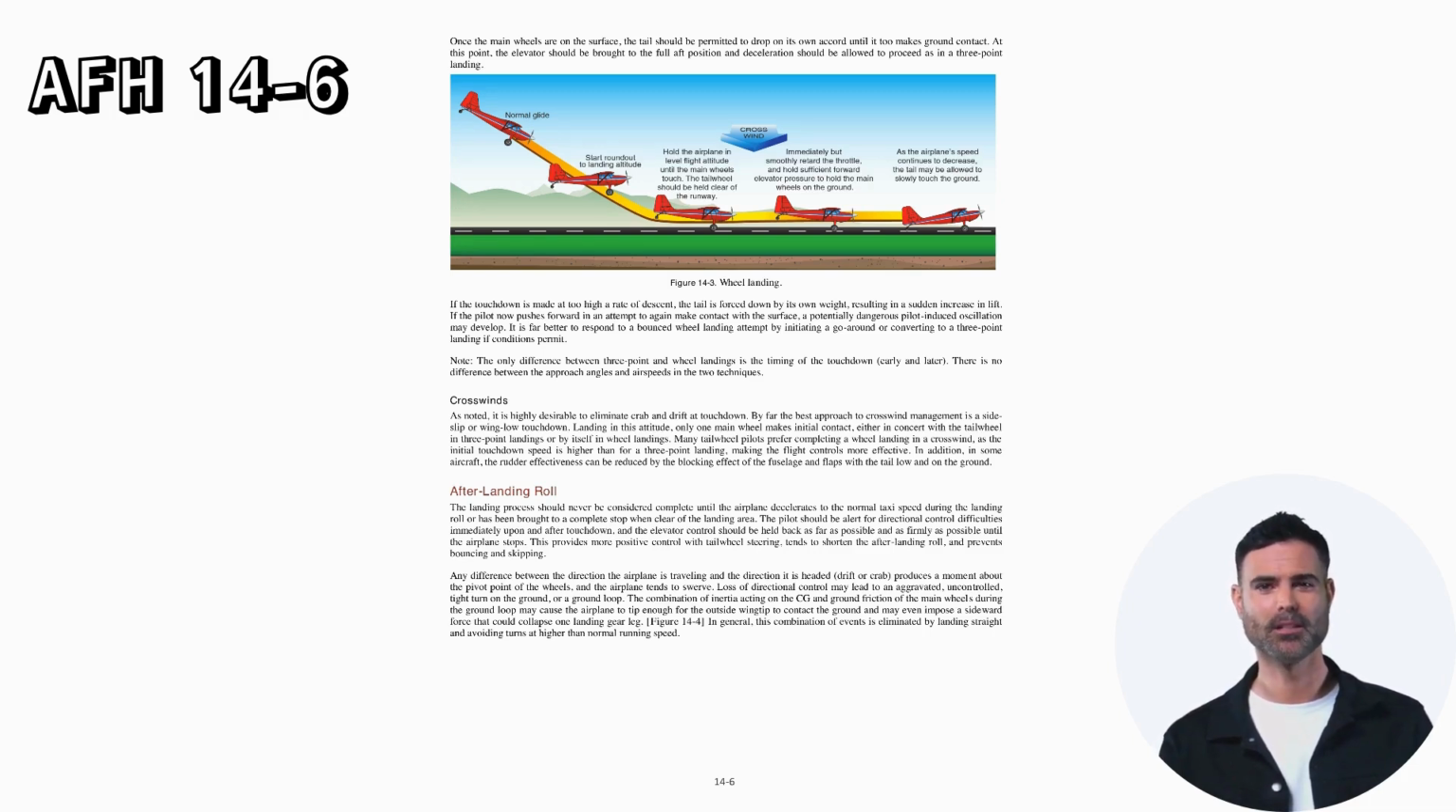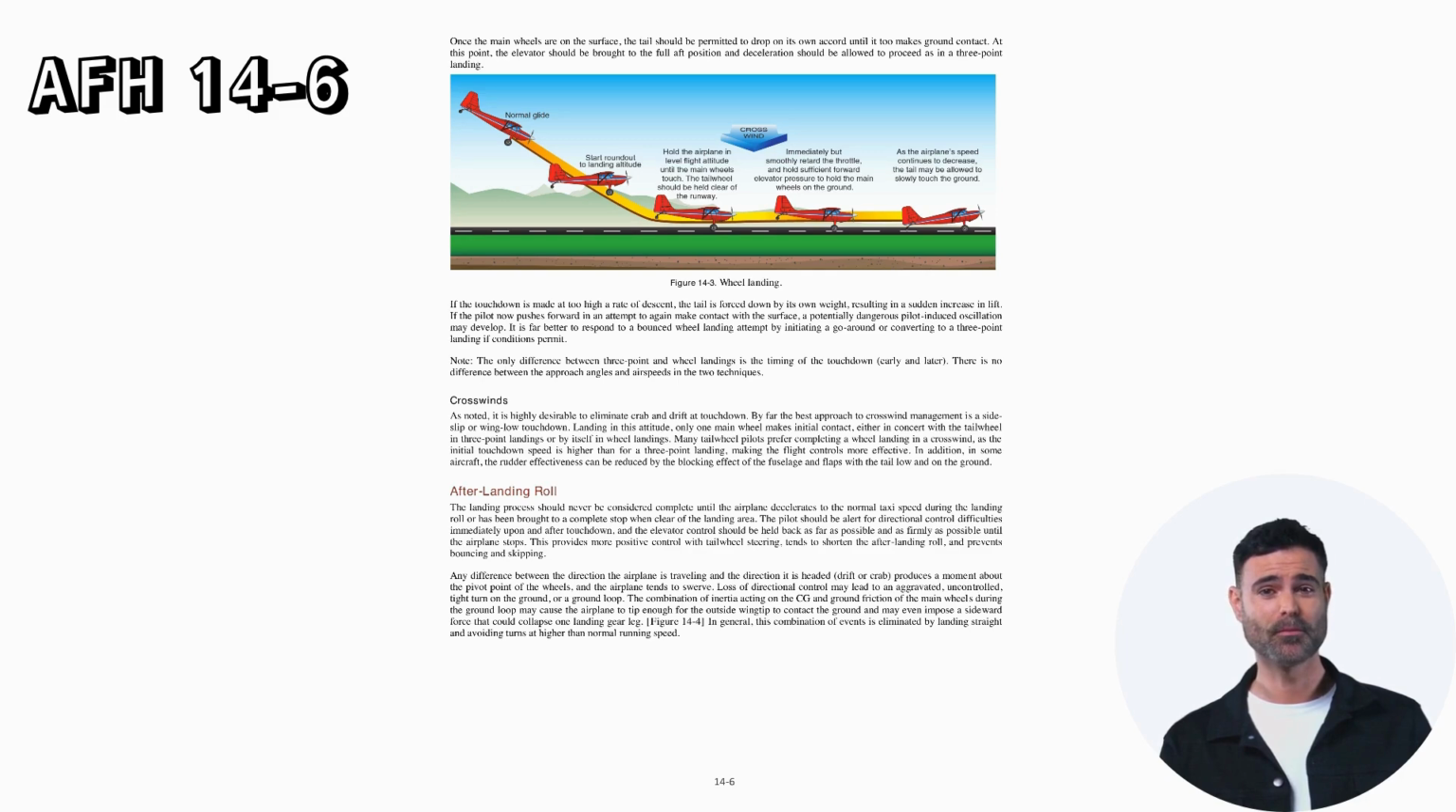Many tailwheel pilots prefer completing a wheel landing in a crosswind, as the initial touchdown speed is higher than for a three-point landing, making the flight controls more effective. In addition, in some aircraft, the rudder effectiveness can be reduced by the blocking effect of the fuselage and flaps, with the tail low and on the ground.